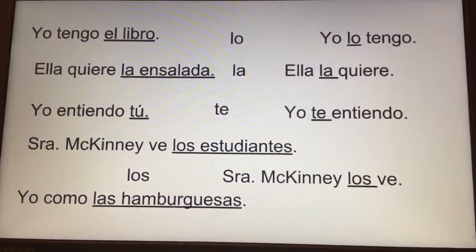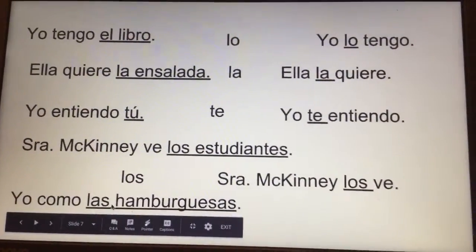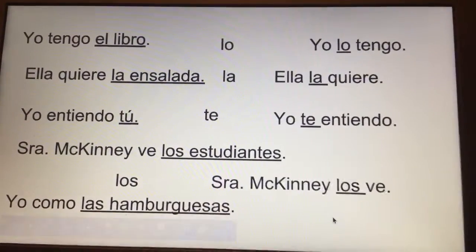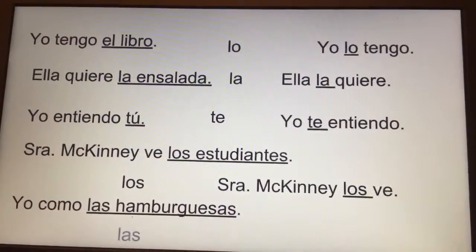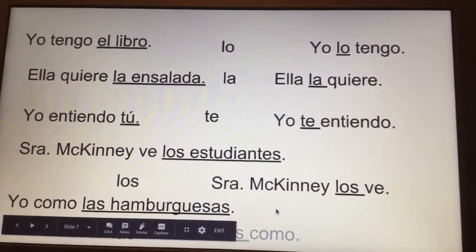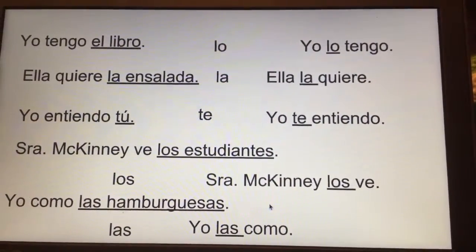Last example. Yo como las hamburguesas. I eat the hamburgers. This one is las. It says it right there in the sentence. It is not a person, but it is a plural feminine word. You're going to replace it with the word las. Again, the las goes before the verb como. As soon as that goes away, you will see yo las como.